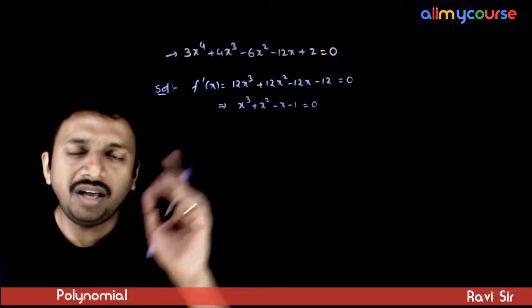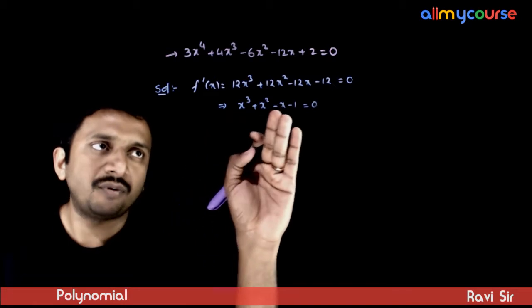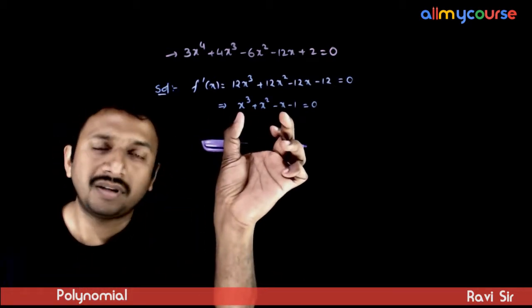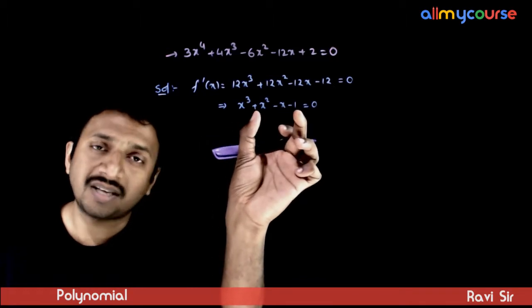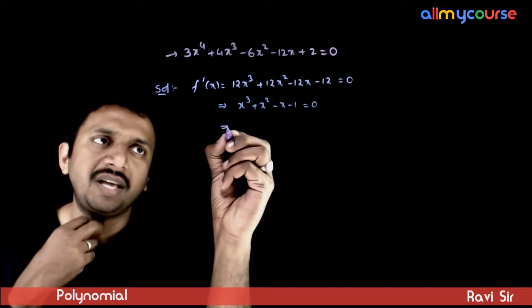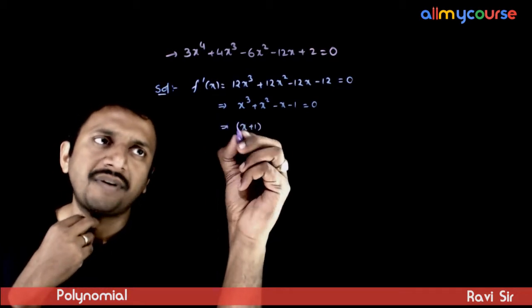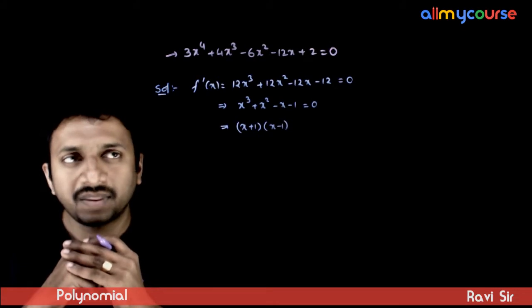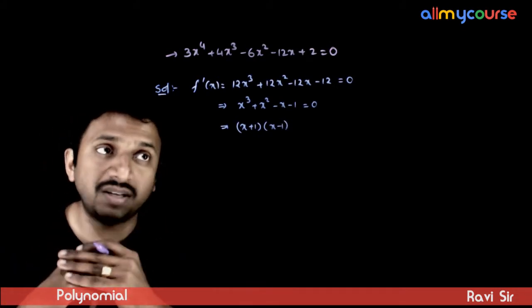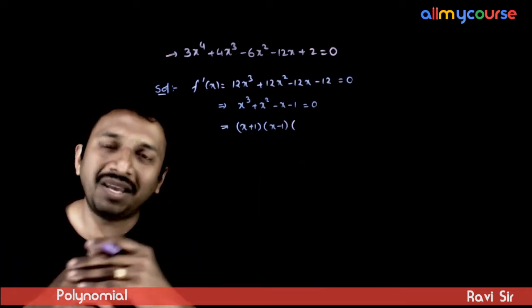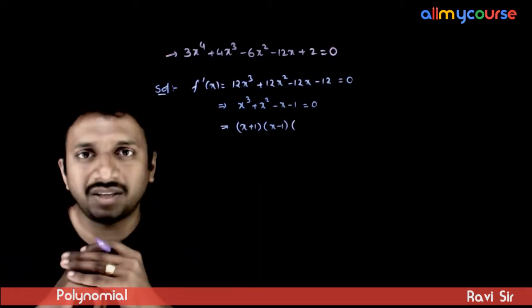So this can be very easily factorized because the sum of coefficients is equal to 0. And the sum of the odd power coefficients and the sum of even power coefficients is also equal to 0. This means x plus 1 is a factor and x minus 1 is also a factor. Effectively, x square minus 1 is a factor of this equation. And what is the remaining quotient that you get?